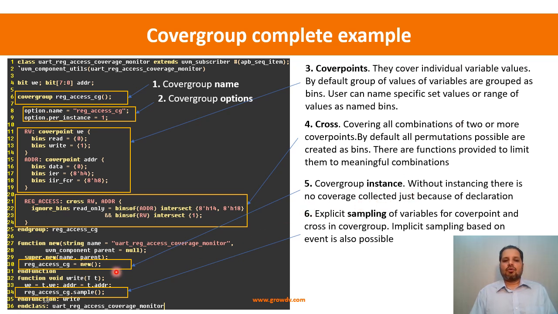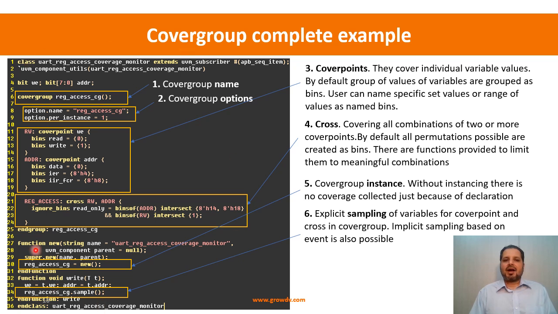At this point we have defined this cross, and now we come to instancing it. The name of the handle is already present because it's an embedded covergroup, and then I am calling new, which constructs this covergroup and enables it for usage. Since it doesn't have any implicit sampling event defined, we have to call sample explicitly.